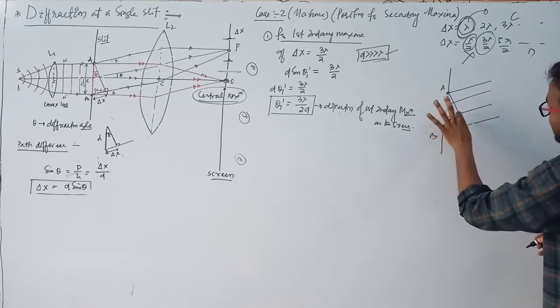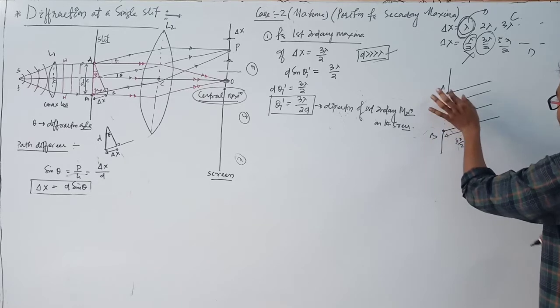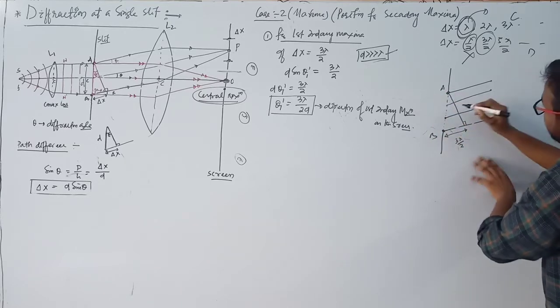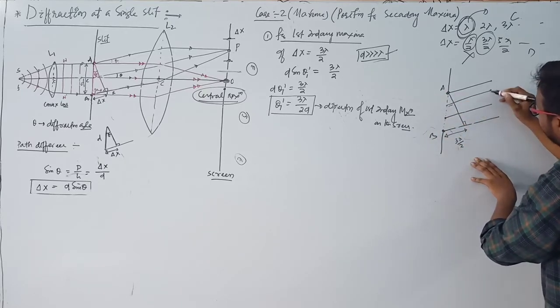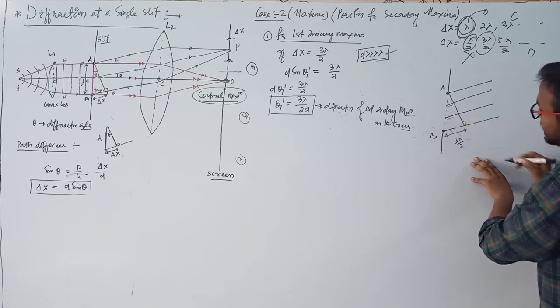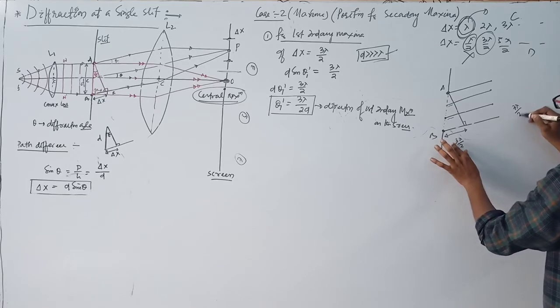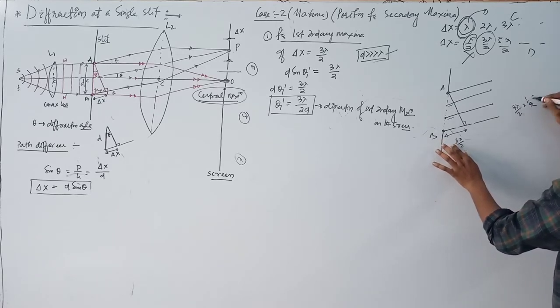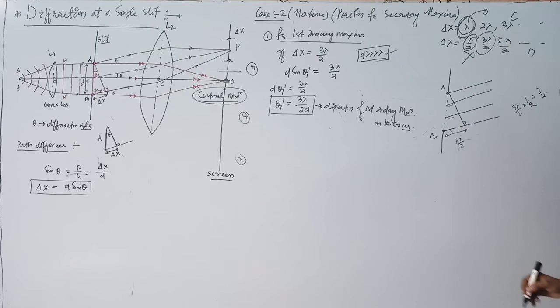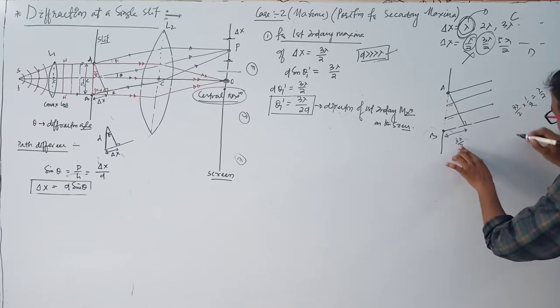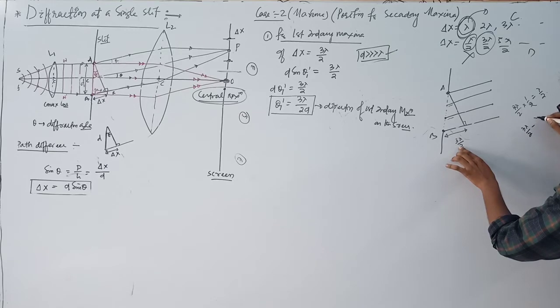Then each path difference between this ray and this ray, and similarly between this ray and this ray, will be equal. So how do we get the path difference? We divide 3 lambda by 2 into 3 equal parts. The 3 cancels, so we get lambda by 2. Clear? Here the path difference is lambda by 2. Okay, if you subtract lambda by 2 from 3 lambda by 2, here 2 is common.